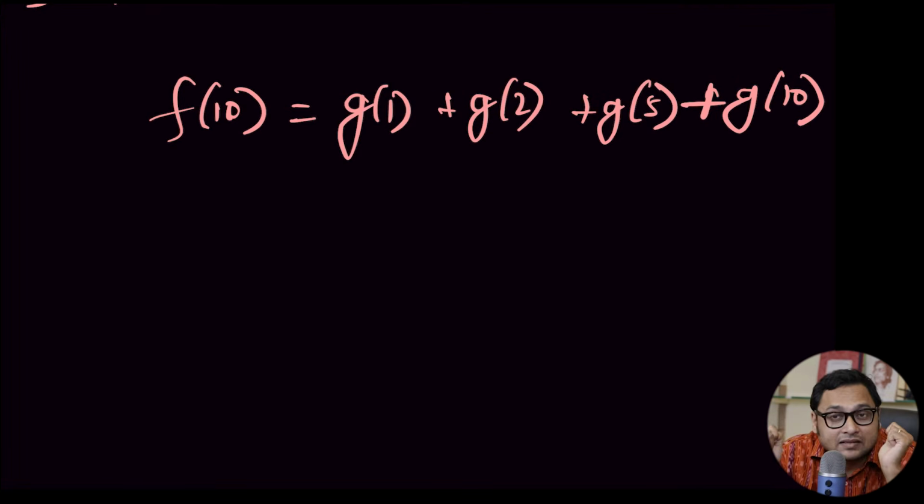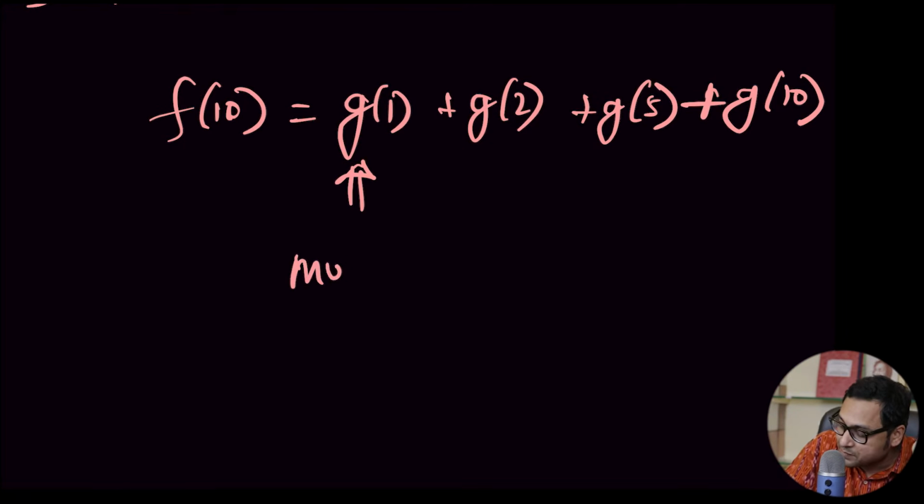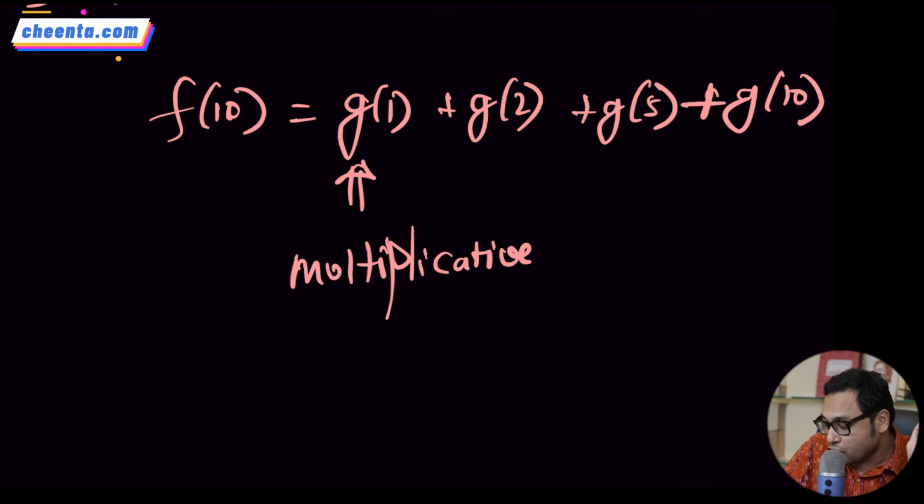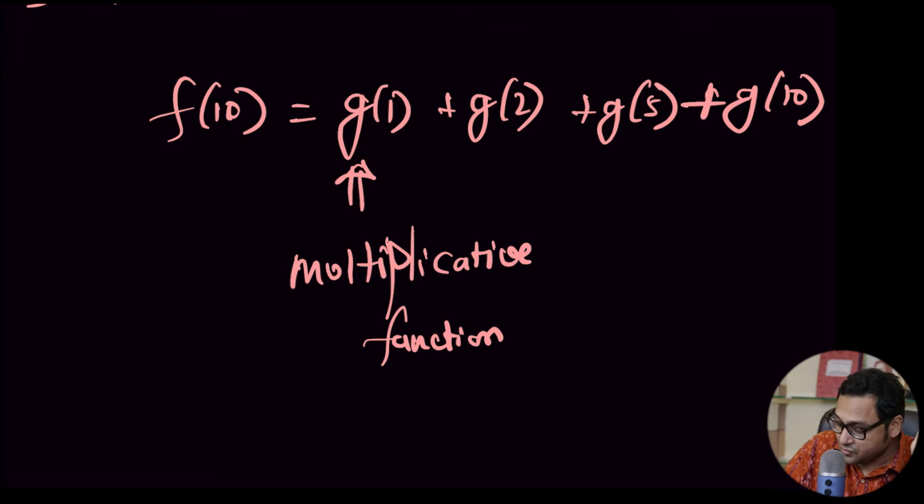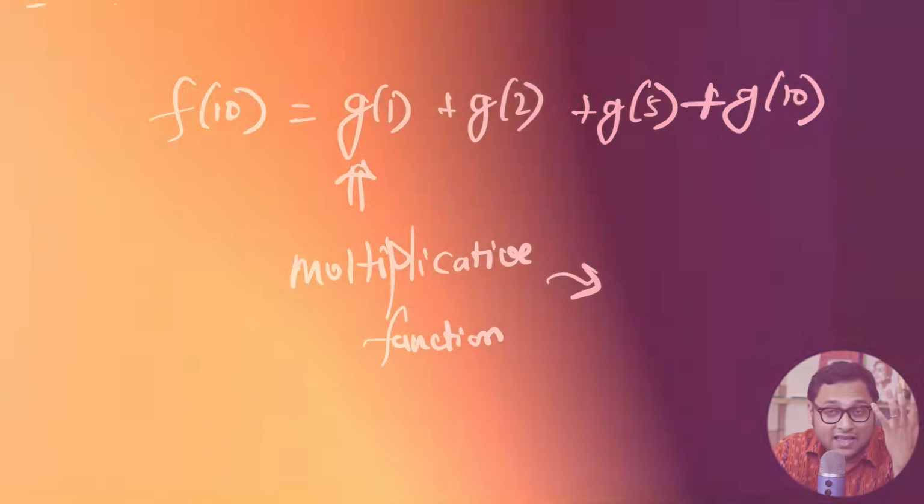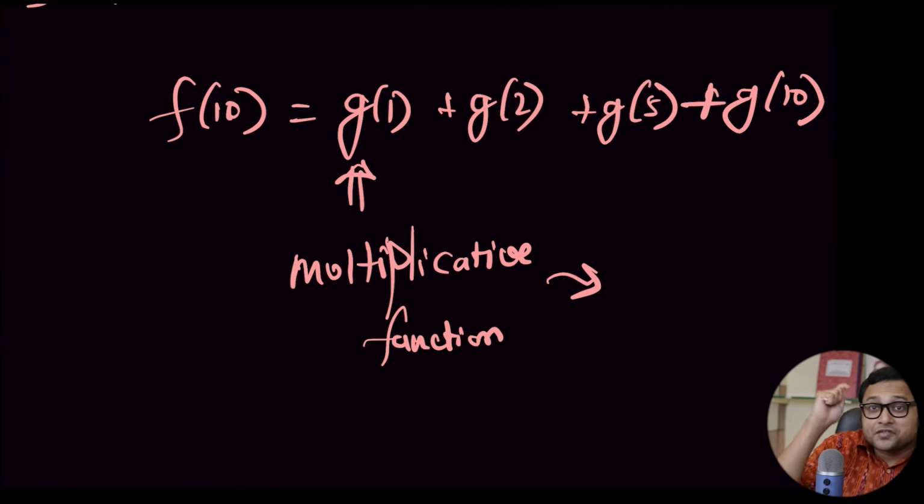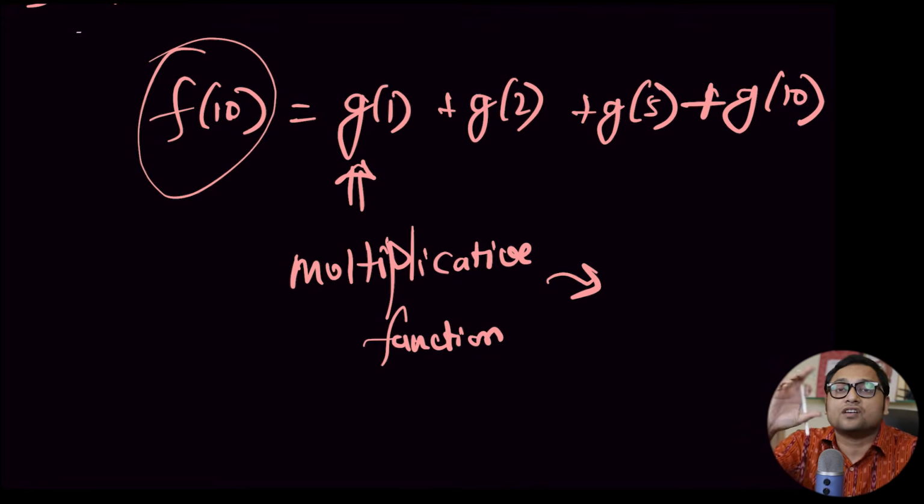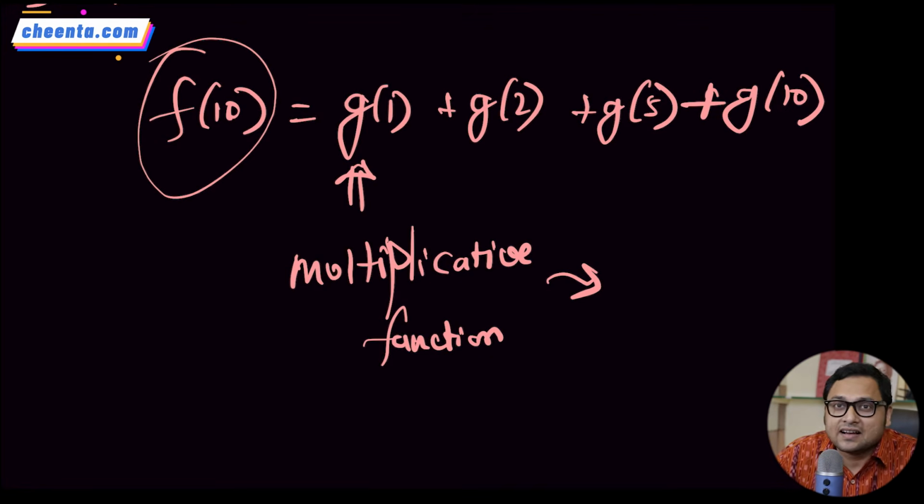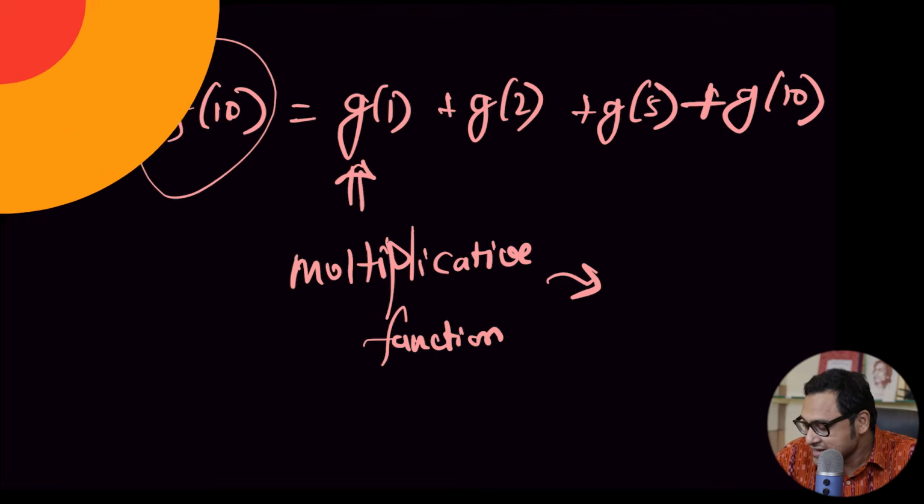That is the example. G itself, one can show, is a multiplicative function. This is in fact a homework. If you can prove it by yourself, put it in the comment section. Why is the function g a multiplicative function? But more interestingly, you can factorize f in terms of g, which is kind of amazing, isn't it?